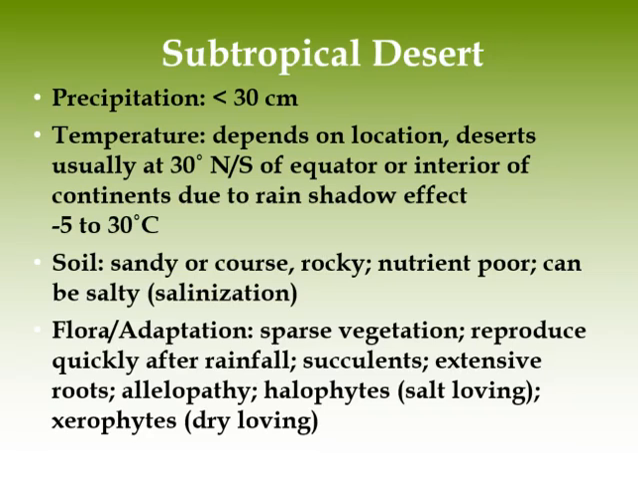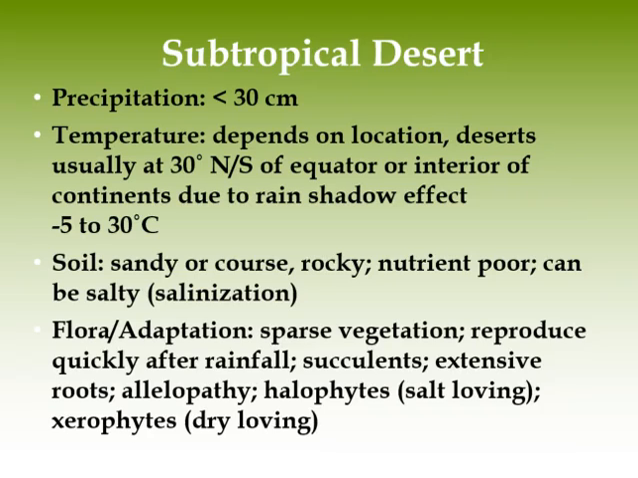We are now moving on to tropical biomes. Subtropical deserts are primarily located at 30 degrees north or south due to the Hadley cells. Deserts are characterized by extremely low precipitation levels, which is why we have both cold deserts and hot deserts. Subtropical deserts are the hot deserts. The soil is very sandy and nutrient poor.